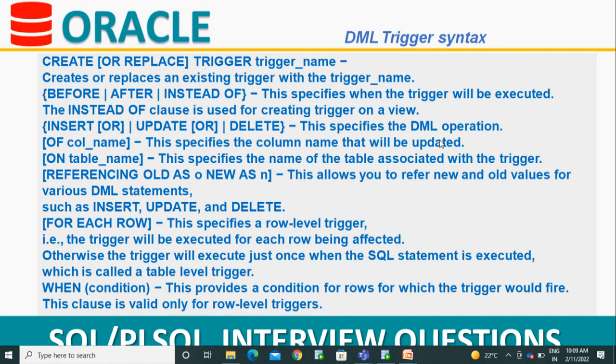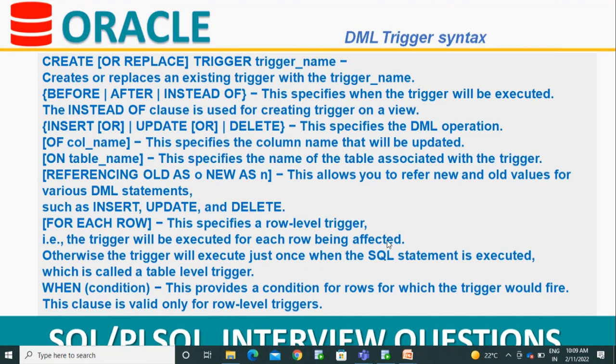So నువ్వు ఏ కాలంకి చేయాలనుకుంటున్నావు, it specifies the name of the table associated with the trigger. ఆ ట్రిగ్గర్ దేనిపైన నేను ఫైర్ చేయాలి అని చెప్పి, ఏ టేబుల్ పైన చేయాలి. సో రెఫరెన్సింగ్ ఓల్డ్ యాజ్ న్యూ అని చెప్తున్నాం కదా, this allows you to refer new and old values for various DML statements. So for each row, it specifies the row level trigger. Row level trigger. So that is, the trigger will execute for each row being affected.